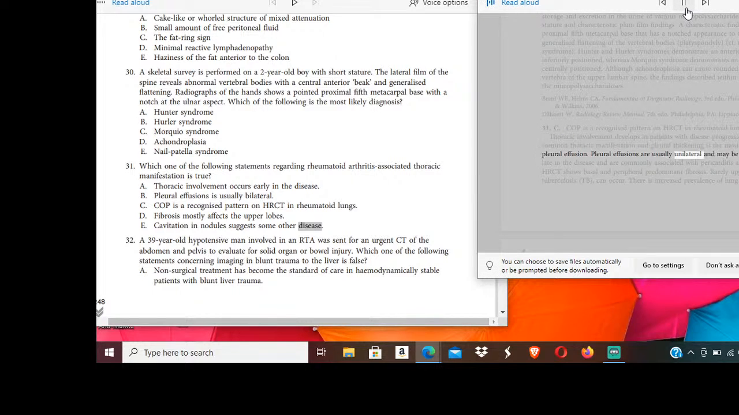Pleural effusions are usually unilateral and may be loculated. They usually occur late in the disease and are commonly associated with pericarditis and subcutaneous nodules. HRCT shows basal and peripheral predominant fibrosis. Rarely upper lobe fibrosis, mimicking tuberculosis, TB, can occur. There is increased prevalence of lung cancer in fibrotic rheumatoid lung.